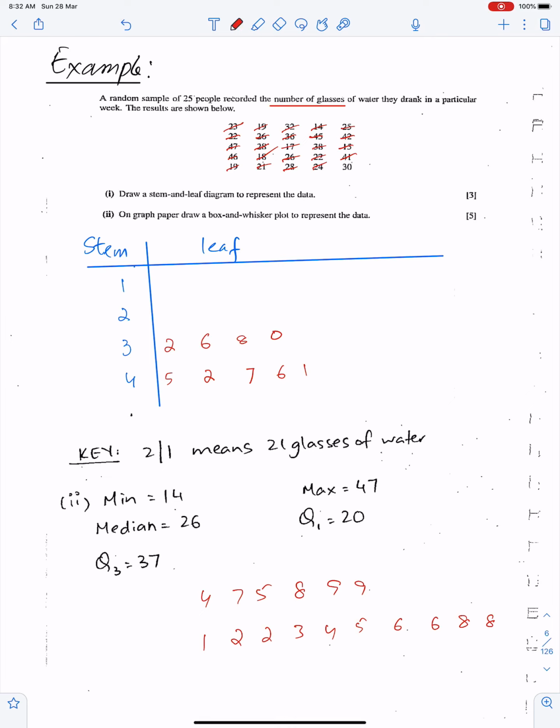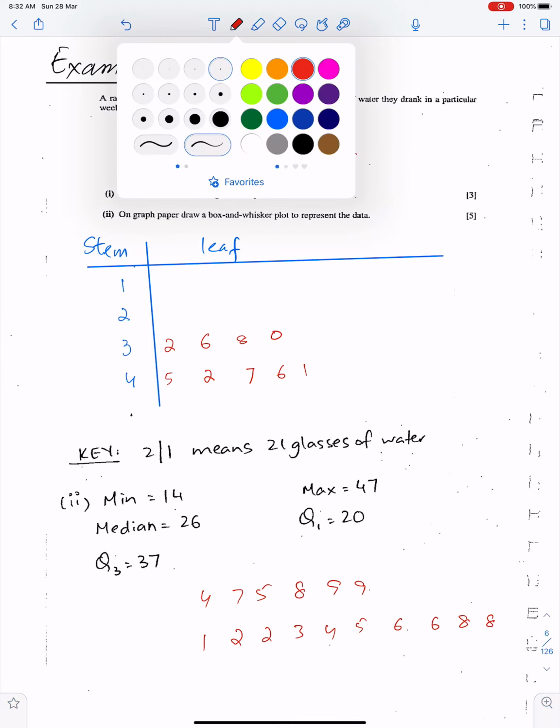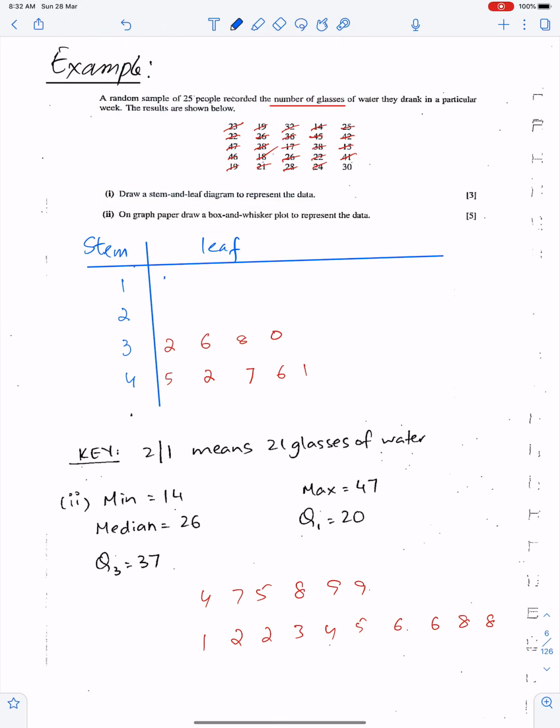I'm writing the numbers here. 4, 7, 5, 8, 9. 1, 2, 2, 3, 4, 5, 6, 6 is twice and 8 is also twice.